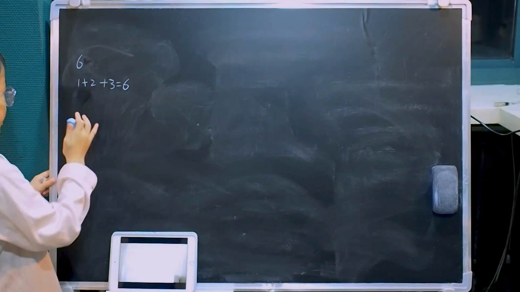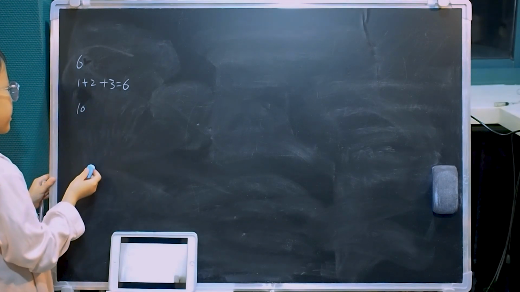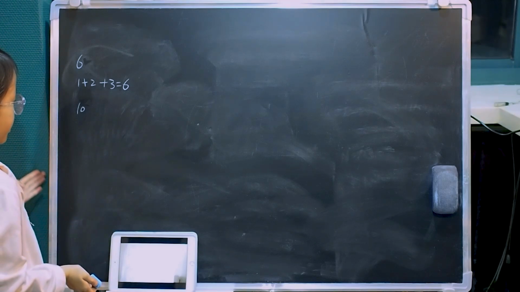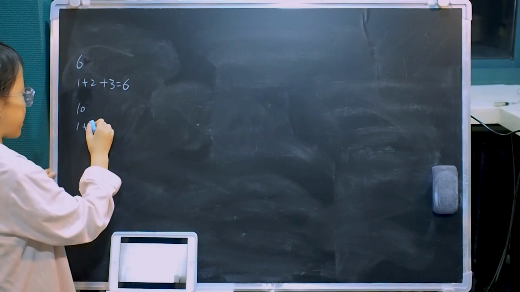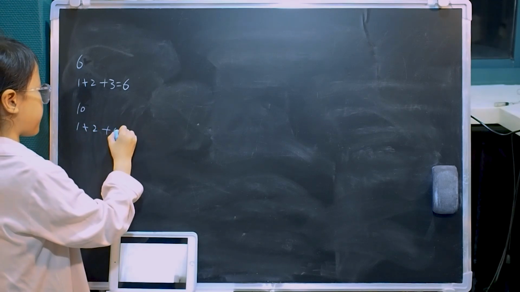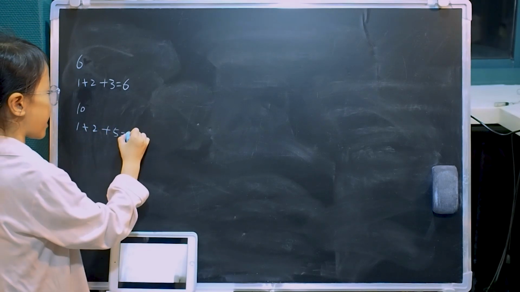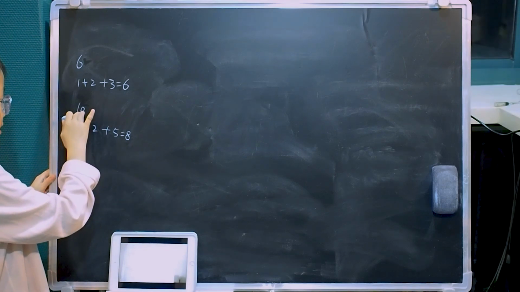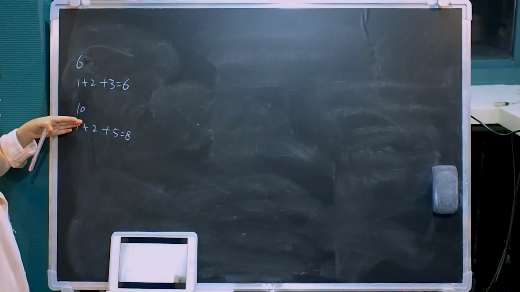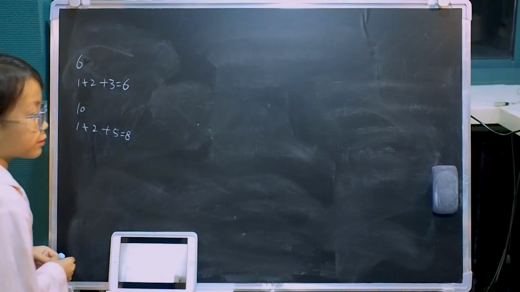And you can have a try with 10. Its proper divisors, excluding itself, are 1, and then you add 2 plus 5, and you only get 8. So 8 is not 10 itself, so 10 is not a perfect number.